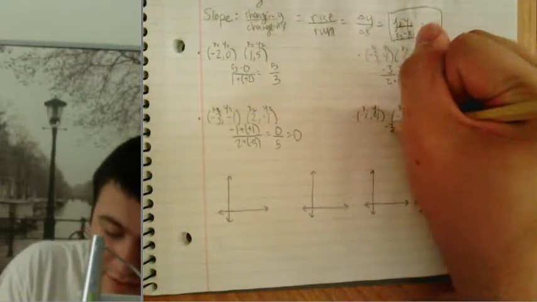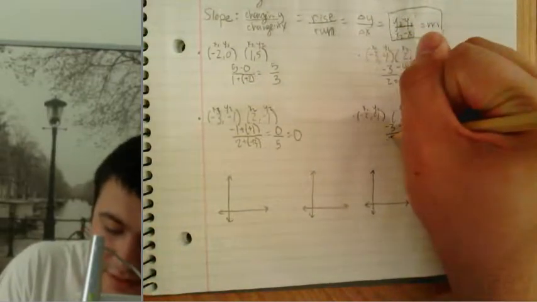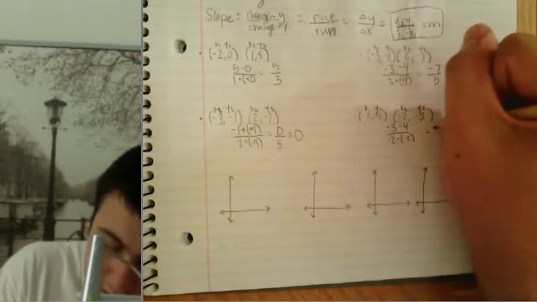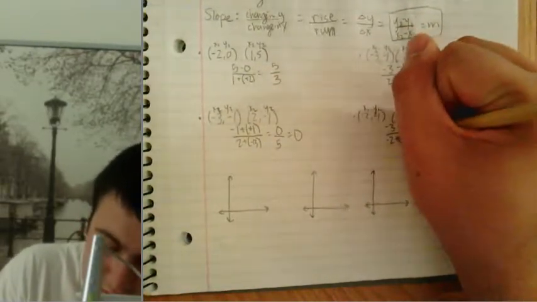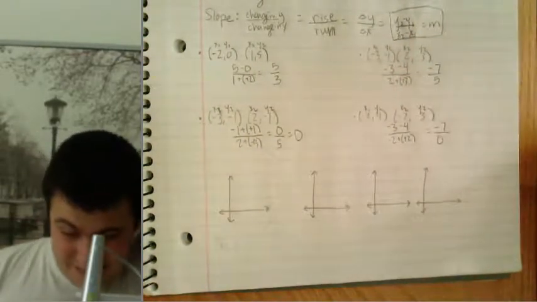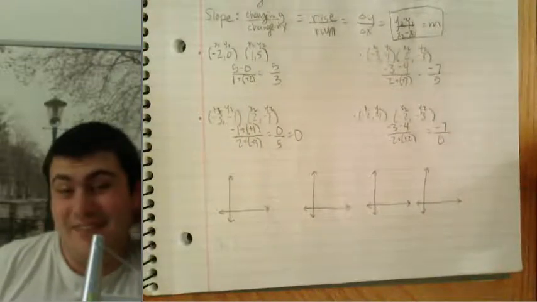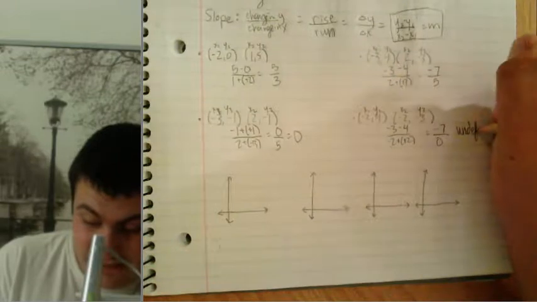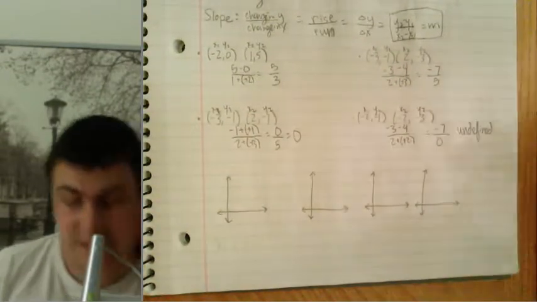We're going to take negative 3 minus 4 over negative 2 minus negative 2. And we get negative 7 over negative 2 minus a negative 2, which becomes negative 7 over 0. Now, this negative 7 over 0, we should know we can't have any fraction over 0, so this is going to be called undefined slope.